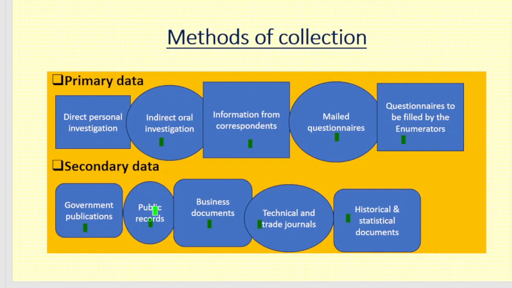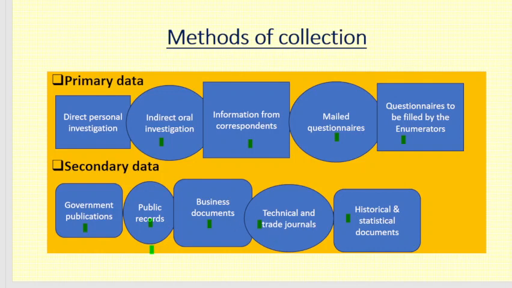Under secondary data, as I already mentioned, these data already exist in the market, so you can get the figures from government publications, public records, business documents, technical and trade journals, and historical and statistical data.